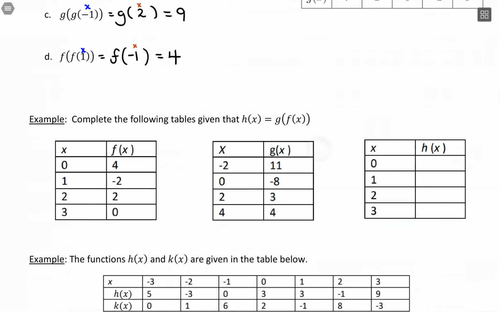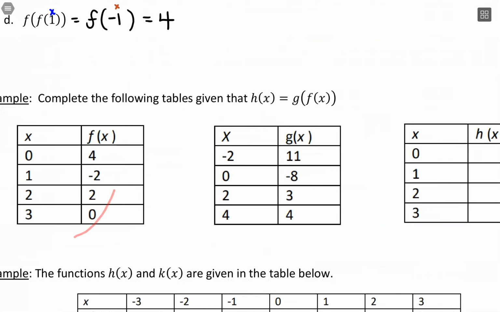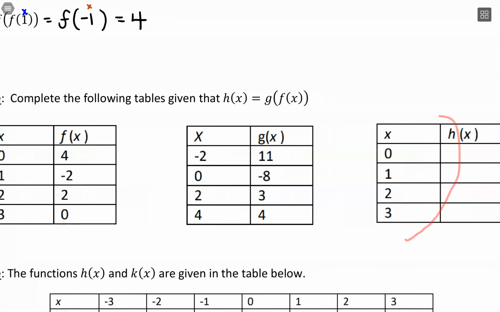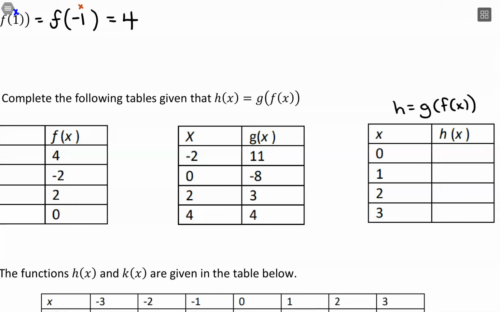Let's look at another way to use tables here. We have a table for f of x, we have a table for g of x, and we have a table that we're defining as h of x, which is coming from g of f of x. What I want in this column for h of x, I'll write out in the notation like this. I want to look at g of f of 0. And here I want to look at g of f of 1, g of f of 2, g of f of 3.